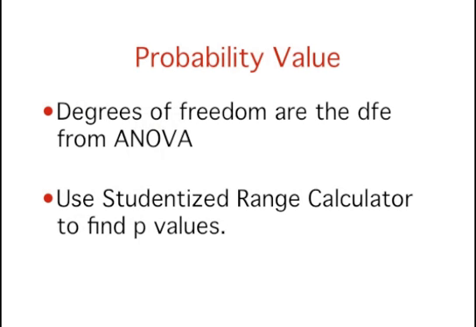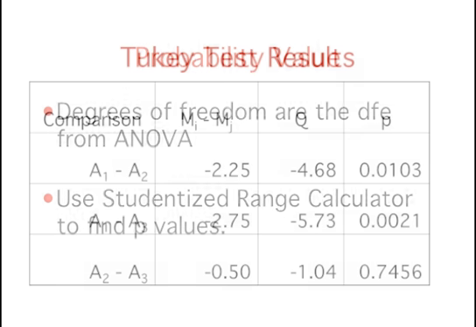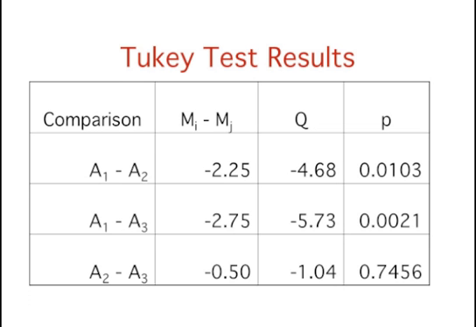The studentized range calculator can find the probability value for a comparison from Q, computed in the formula just shown, and the degrees of freedom error. The Tukey tests for the imaginary experiment are shown here. The mean for A1 is significantly lower than the mean for A2 and the mean for A3. The means for A2 and A3 are not significantly different.